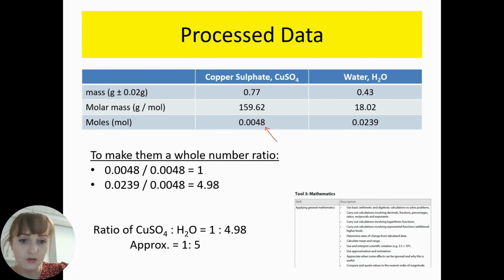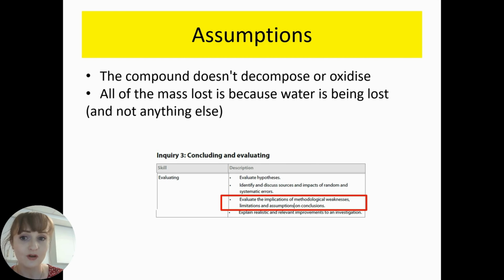An important skill as part of Inquiry 3 is to be able to explain assumptions that you are making when you formulate your conclusions. This experiment is based on the idea that when I heat the compound, the water of crystallization is lost. I assume that the compound itself isn't decomposing, breaking down, or oxidizing in any way. I'm also assuming that all of the mass that's lost is because the water is being lost and not because of anything else, such as the compound itself being lost. I'm also assuming that I do actually manage to get rid of all of the water of crystallization from that compound. These are 3 important assumptions, and you can use these to explain why you do not get the perfect ratio.